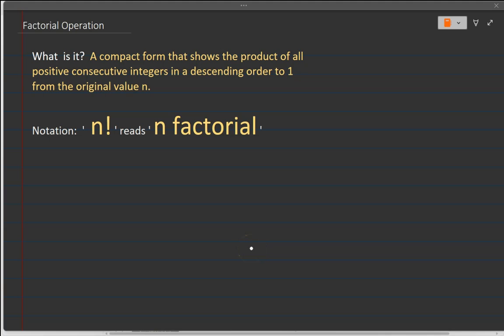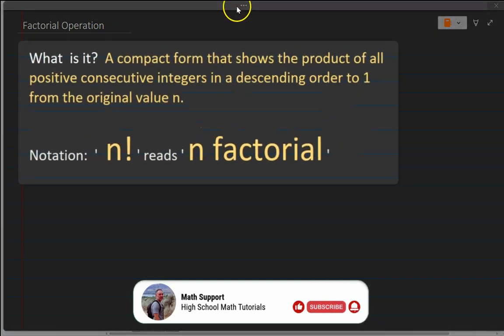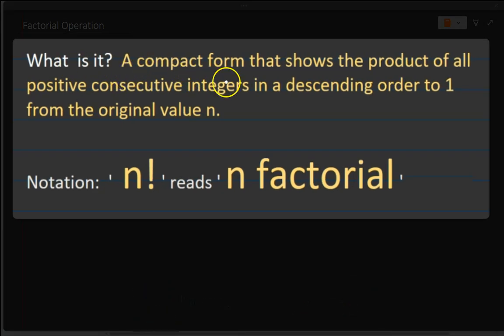Good day, everyone. So today we're going to talk about factorial operation, everything you need to know about factorial. All right, what is it? Well, it's a compact form that shows the product of all positive consecutive integers in a descending order to 1 from the original value n.